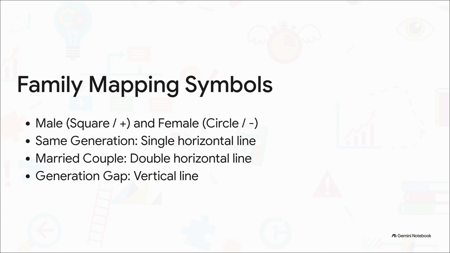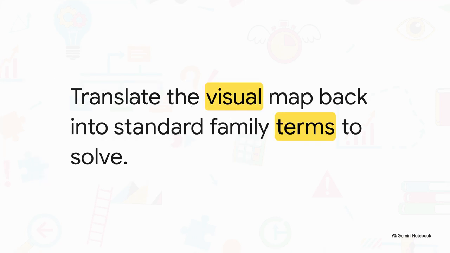By literally sketching these out on scratch paper, the answer practically reveals itself. Once you've got it all mapped out with your squares and circles, you just translate the visual back into the standard family terms to pick your answer. If your map shows your parent connected by a single horizontal line to another square, well, that's their brother, your uncle. Your siblings' children are your nephews or nieces. And tracing up 2 vertical generation lines, that leads you straight to the grandparents. Using this visual method completely eliminates all that second guessing.